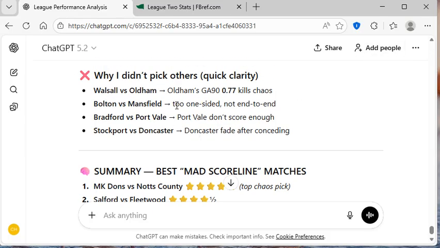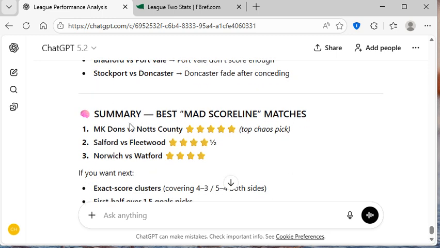Basically what it's saying, it's what we know already, 2 one-sided, the Bolton versus, that's why I didn't pick them for the chaos one. So there you can see those 3 matches there, MK Dons, Notts County, Salford, Fleetwood, and Norwich and Watford are both teams to score in the first half, yes. Both teams to score, yes, and over 2.5 goals. I should keep the stakes nice and low, and then I'll be having a treble on the 3 previous selections, which are, just to send your eyes, in fact, Bromley, Bradford, and Bolton, the 3 Bs.